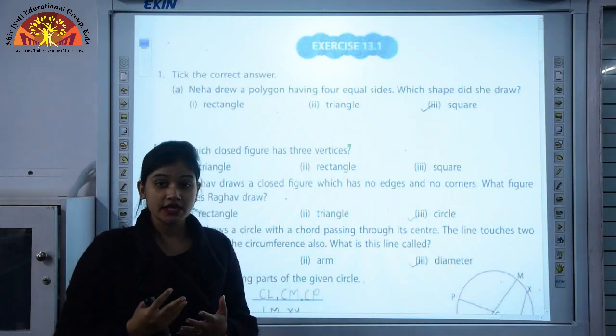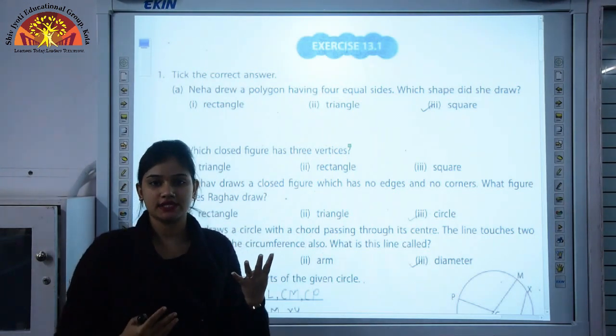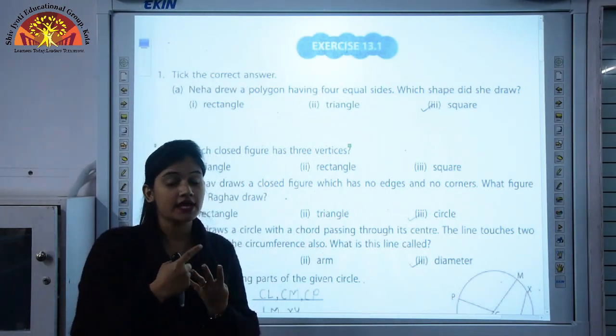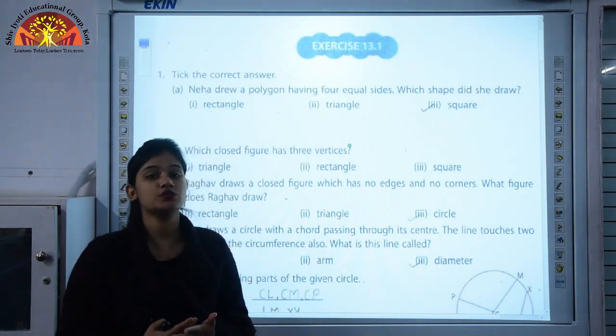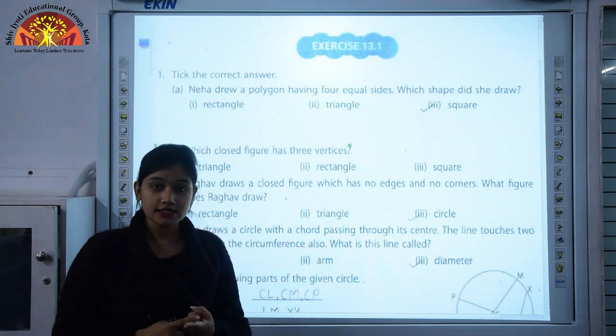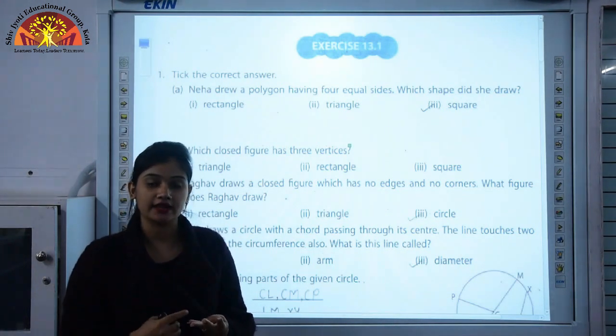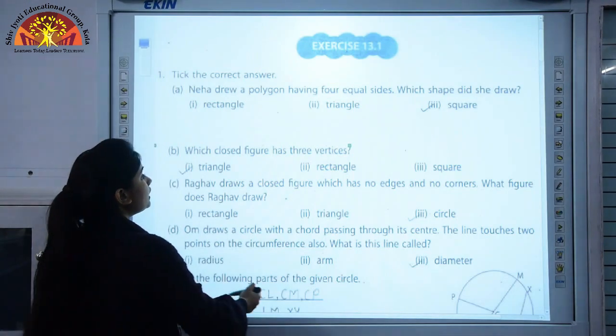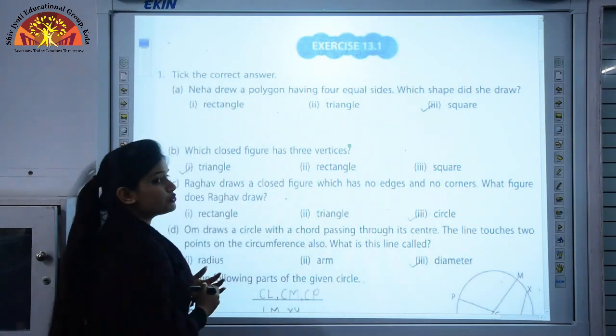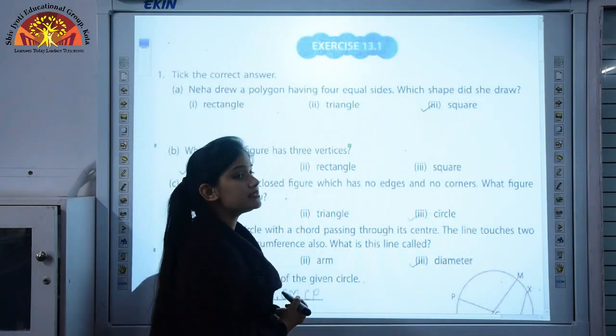Okay, so she has drawn 4 equal sides. There are 4 sides and all 4 sides are equal. Then we have seen that will be a square. In a square we have 4 sides and these 4 sides will be equal. Okay, so this shape will be a square. So which option is correct? The third one, that is square.